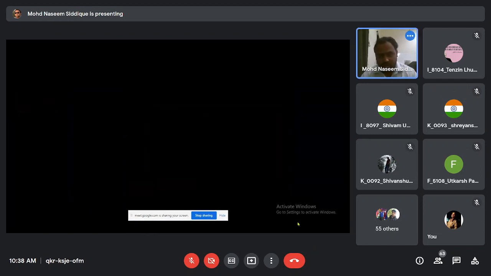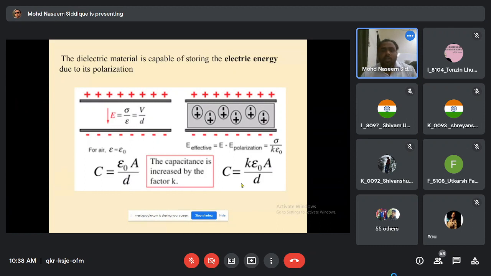So how can we store the electrical energy? As you studied earlier, it is the capacitance. So what is the capacitance? As you studied in the 12th, the capacitance in the parallel plate capacitor: C is equal to epsilon A upon d. The capacitance decreases as we increase the separation between the plates.